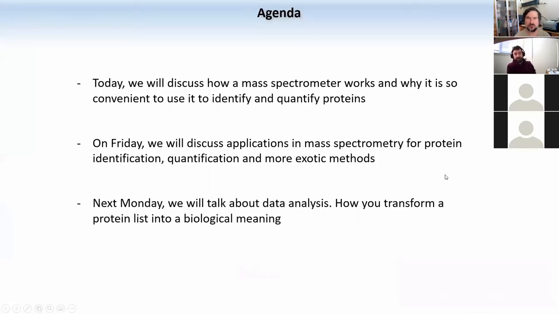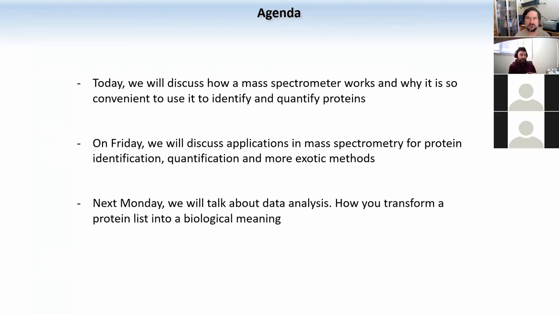This is going to be the agenda for the next 3 days that we're going to spend together. Today, we will focus on the instrumentation, on mass spectrometry. I should mention that today proteomics is not only done by mass spectrometry, but this is what we're going to focus on now. Maybe towards the end, I'm going to tell you a few other ways that we analyze proteomes today. Anyway, tomorrow we'll discuss some exotic applications in mass spectrometry.